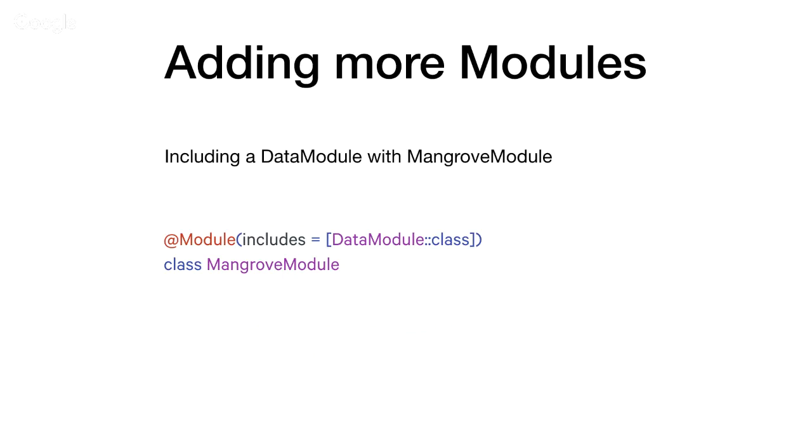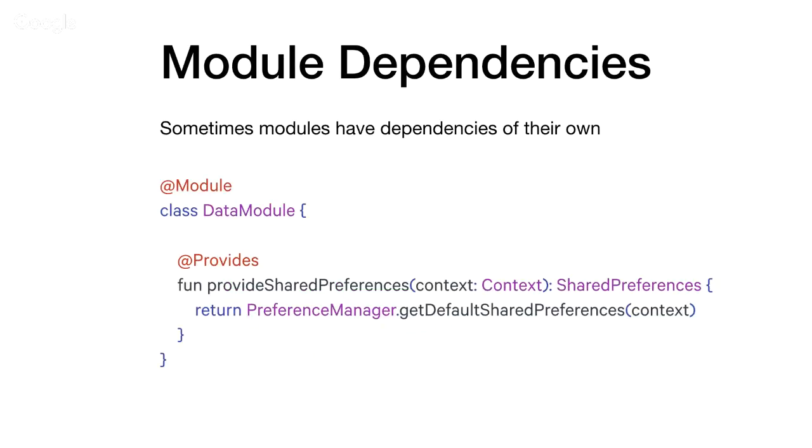So the Mangrove module would have access to everything in the data module here, and vice versa. So then we'll go on to dependencies.